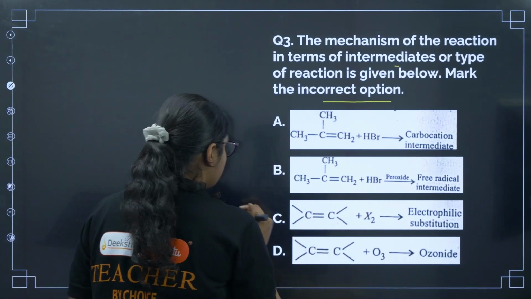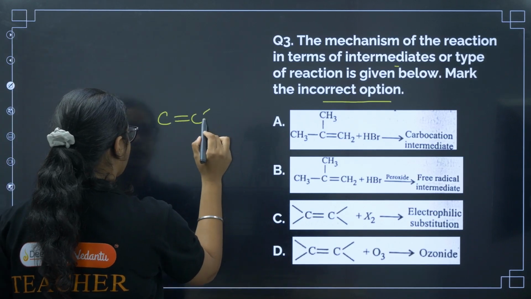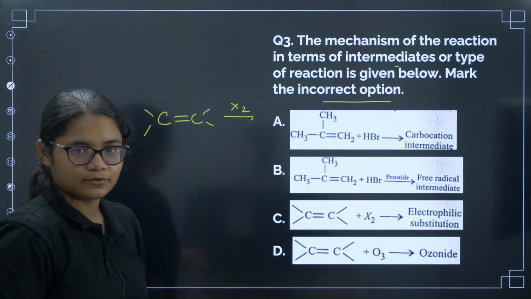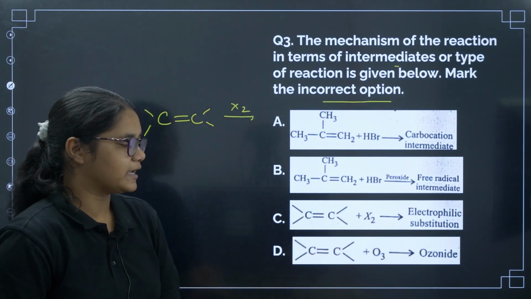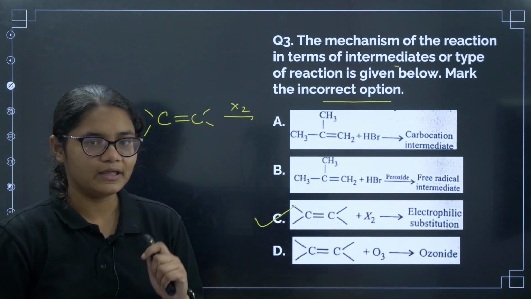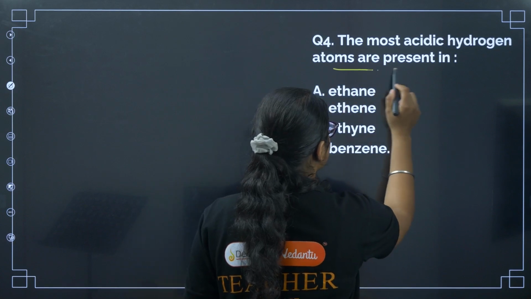Now if you see this one, when you have this double bond and you are having X2, this is an addition reaction. But here it is given as electrophilic substitution reaction, so this is incorrect. The correct answer for this question will be option number C. Next, the most acidic hydrogen atoms are present in.